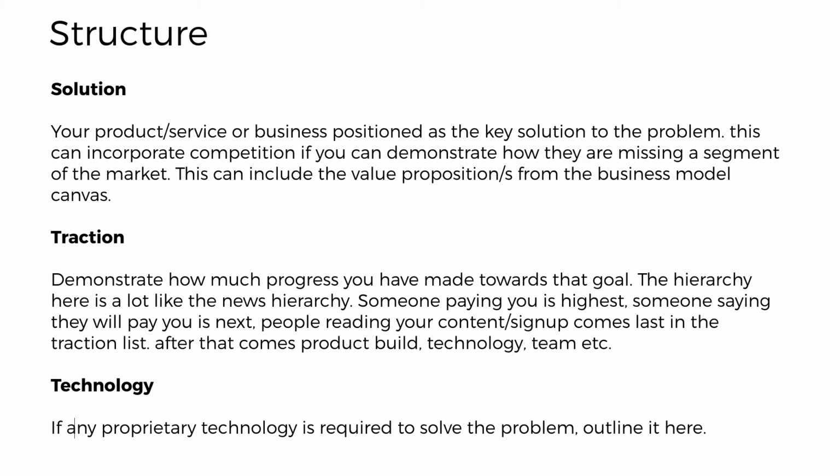The hierarchy of traction is really important. And it is like the news hierarchy. So you guys know the news hierarchy, right? From hard news reporting, all that sort of stuff. It's basically something has happened. Someone said something's going to happen. Someone's opinion, gossip. And generally, you saying this is going to happen is the equivalent in news of gossip or comment. It doesn't really mean much.